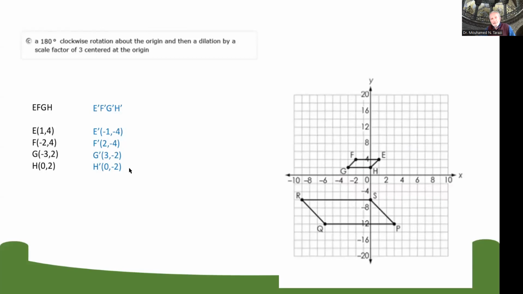clockwise rotation 180 degrees, you get to this point. See that: 1, 4, minus 1, minus 4, minus 2, 4, 2, minus 4, okay? (x, y) takes you to (minus x, minus y). So you get this. And when you look at this, you cannot really dilate this and get this, because it will not give you the same look of the figure. So this is not a dilation.